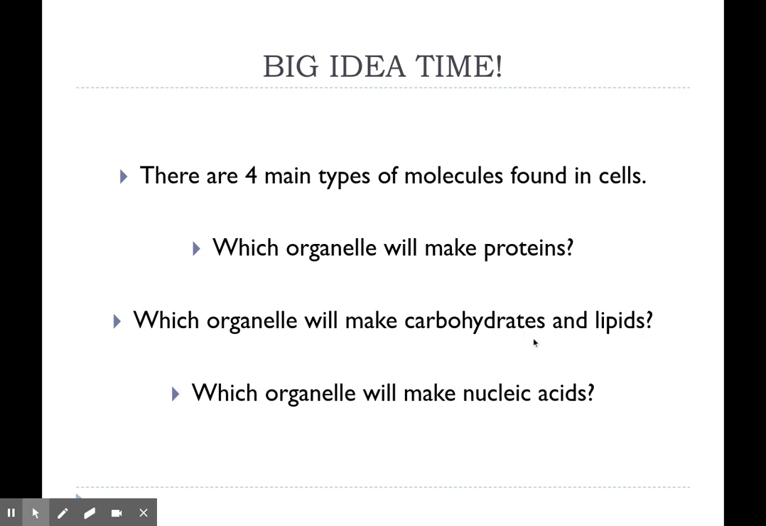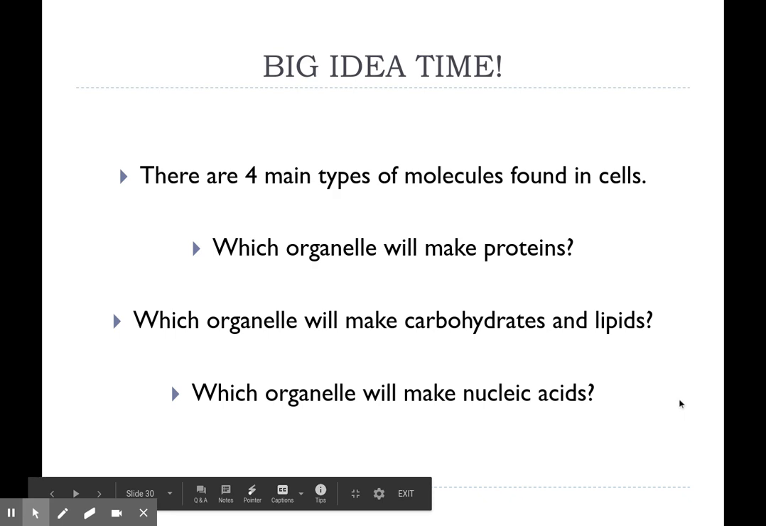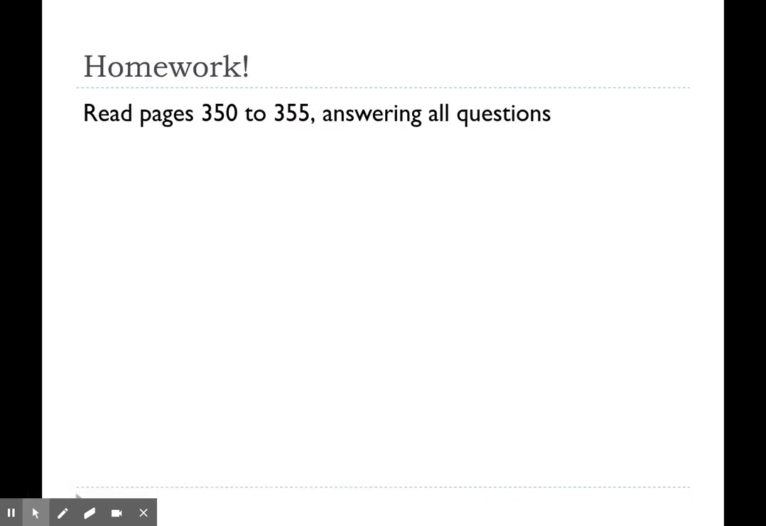And then which organelle is going to make the carbohydrates and lipids? You should be able to know that by now. And you also can now know which organelle is going to make the nucleic acid. So all 4 organic compounds need to be made in the cell, and they have certain organelles that each have that job. All right, read pages 350 to 355, answer all the questions, and good luck to you.